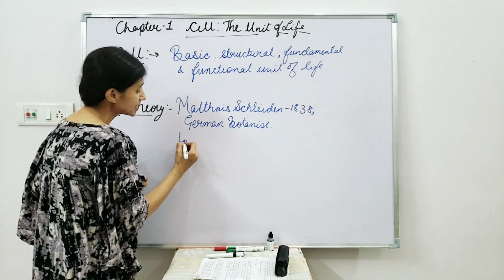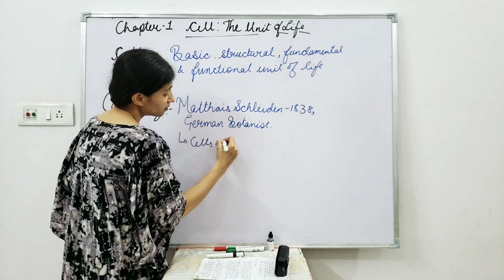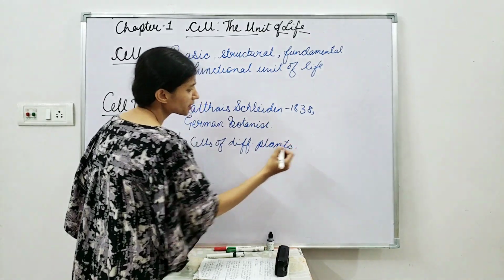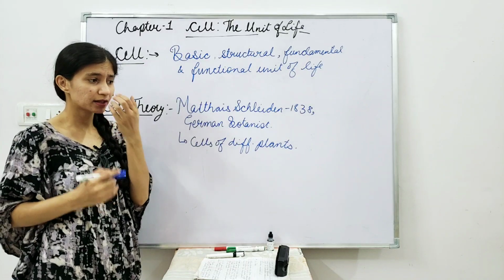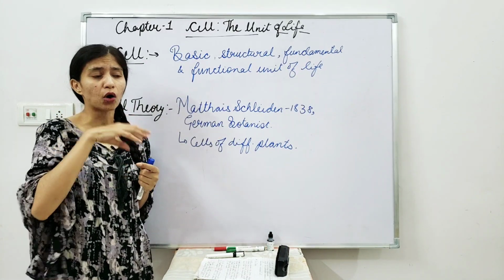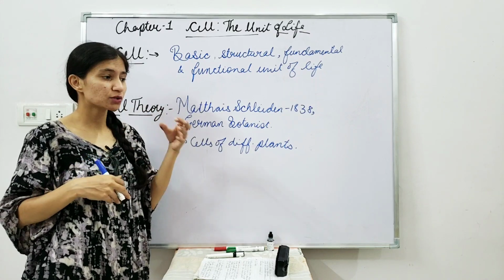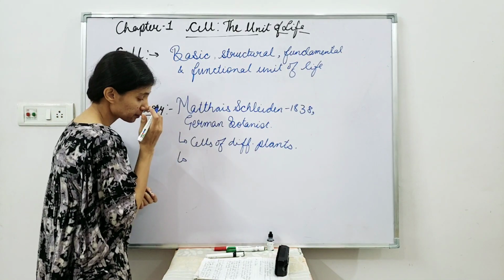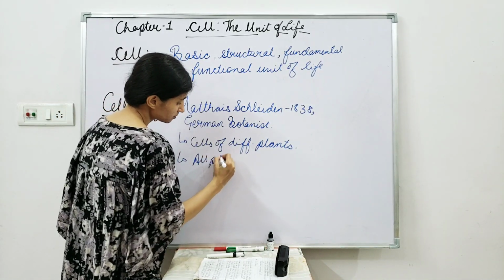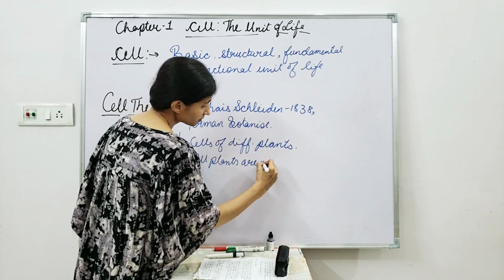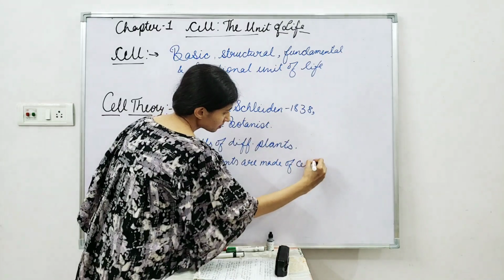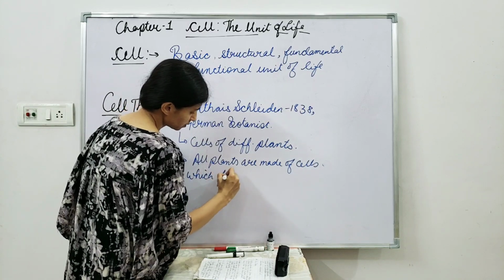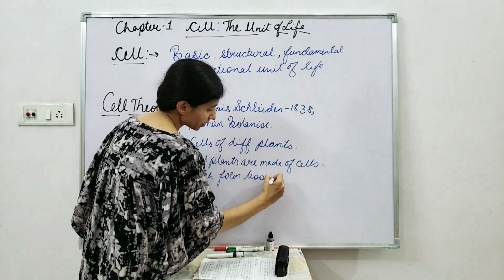What he did was study the cells of different plants. He took a variety of plants so that he could see whether all of the plants show the same structure, whether they are made up of cells only. So what he saw was that all plants are made up of cells which form tissues.